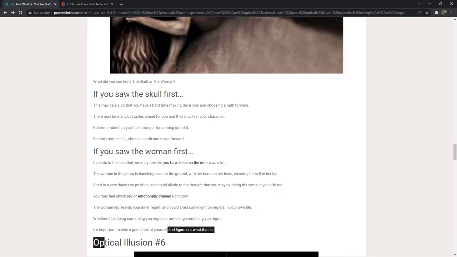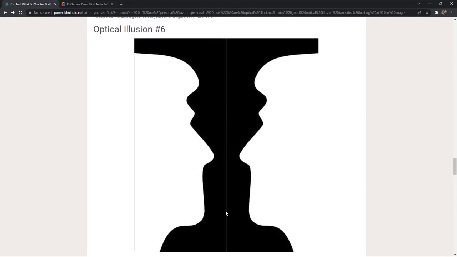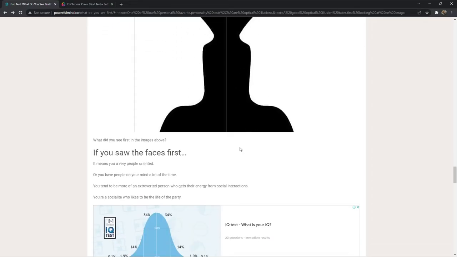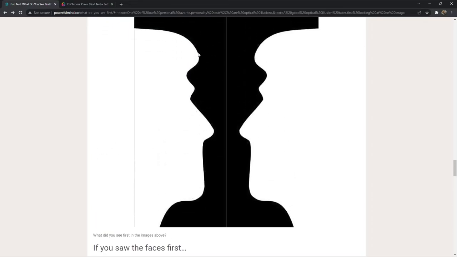It's important to take a good look at yourself and figure out what that is. My life. Okay, optical illusion 6. I see the thing in the middle. I see two people, yeah. But they're... why is this so big? Agreed. I see the thing in the middle though. I see the middle first. I saw that thing too, but I saw these afterwards.